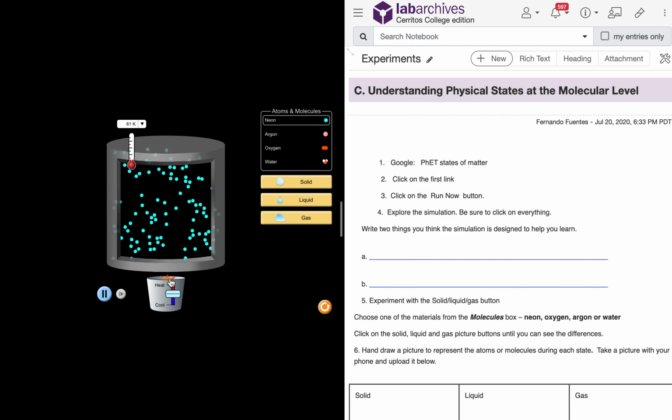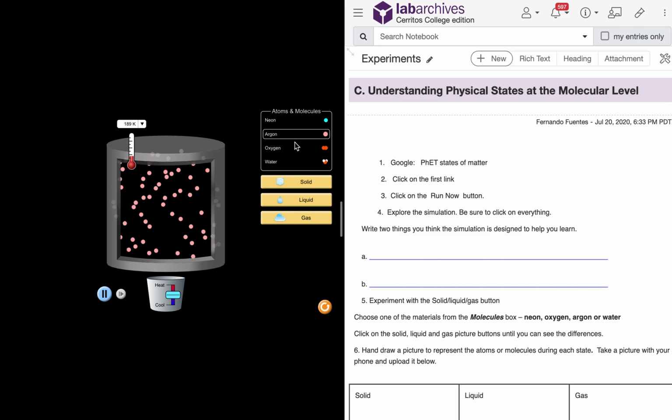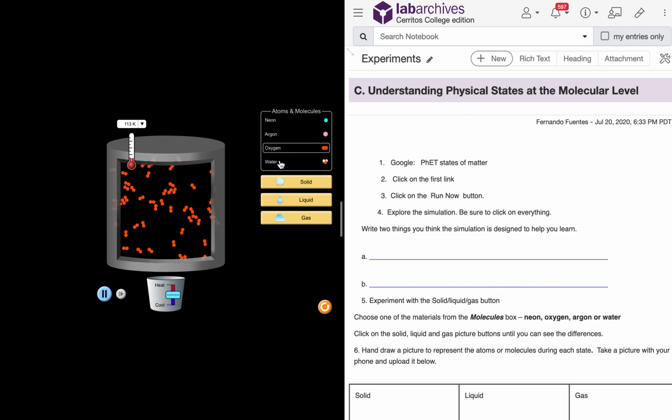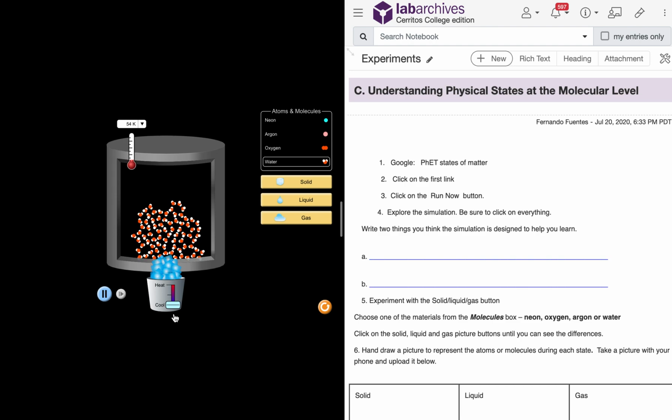So if I heat it, you're gonna see the thermometer on top here is starting to increase in temperature. So K, which is Kelvin, on the thermometer. You can try different types of gas: neon, argon, oxygen, or water. You also can try water. So for example, I have solid water, which is ice. I drop the temperature. All of these molecules move a little bit slower, but when they heat it, you see the vibration, they start moving more.